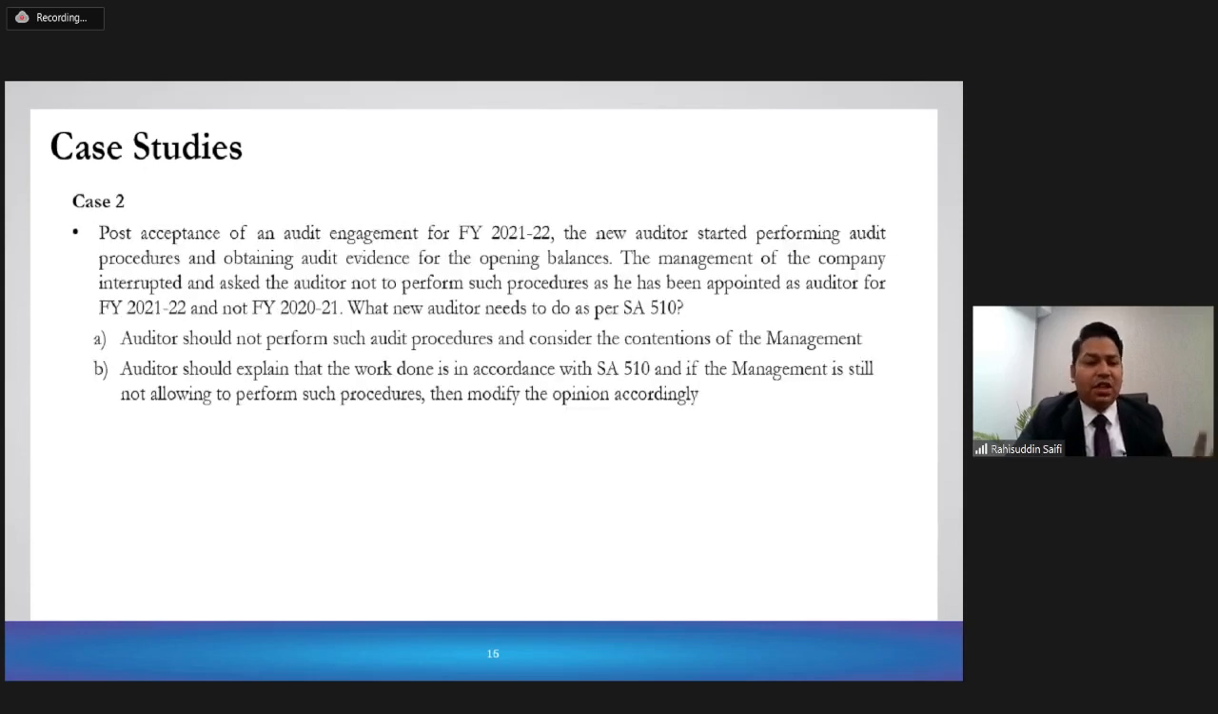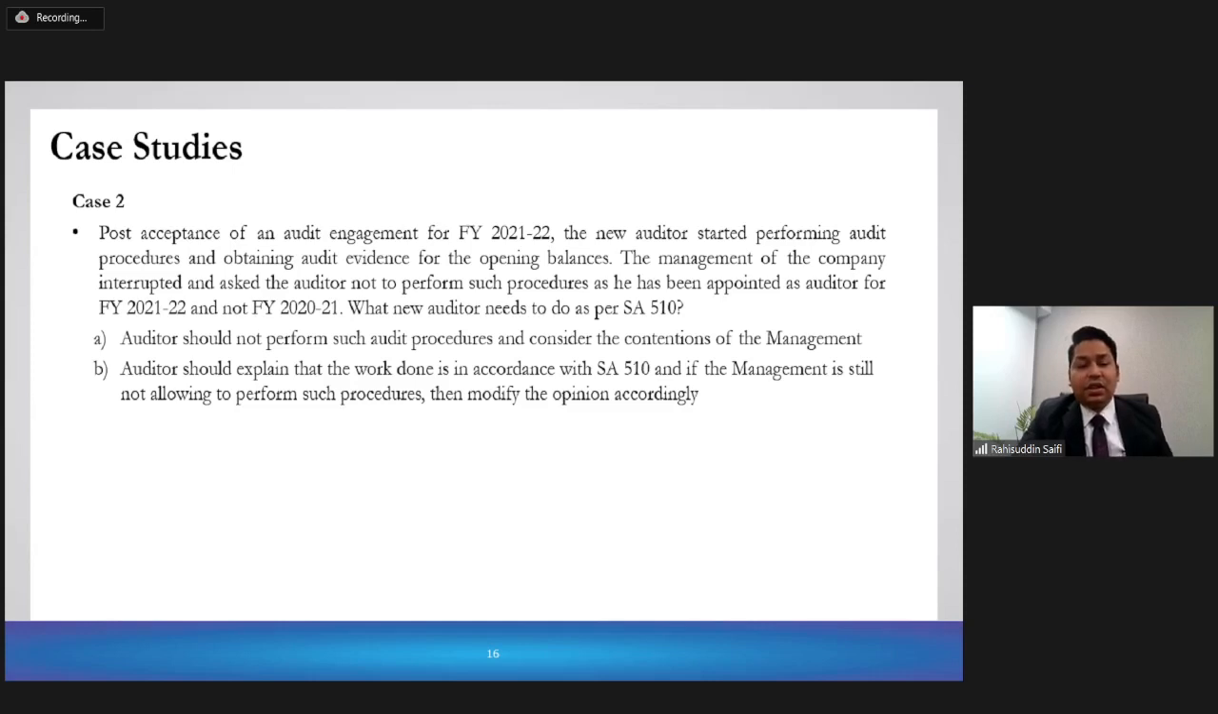Second situation is post acceptance of an audit engagement. For example, for 21-22, the new auditor started performing audit procedures and obtaining audit evidence for the opening balances. The management of the company interrupted and asked the auditor not to perform such procedure, as he has been appointed as auditor for 21-22 and not for 2021. Why are you asking for information for the previous year? Why are you asking for an additional list of documents for the opening balances? So this can be the situation.